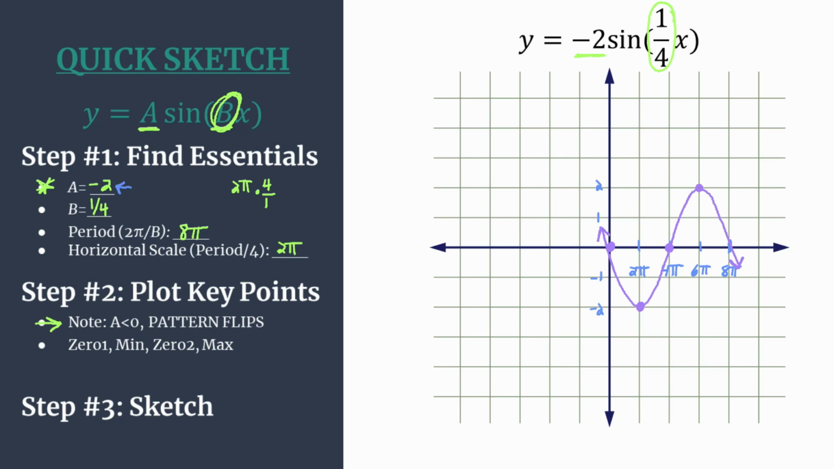Our period is 8 pi. All right, so this was our quick sketch method in action. Hopefully you found it pretty easy. Practice a little bit and you'll be able to graph any basic sine graph with ease.